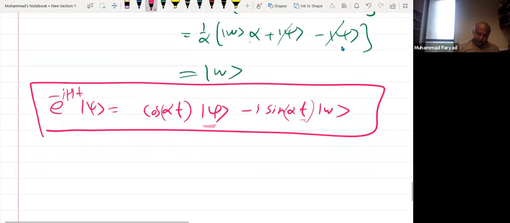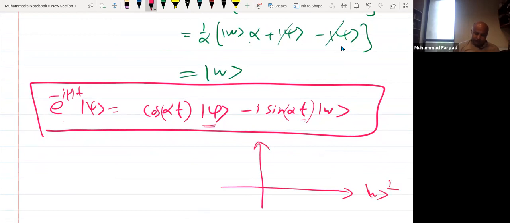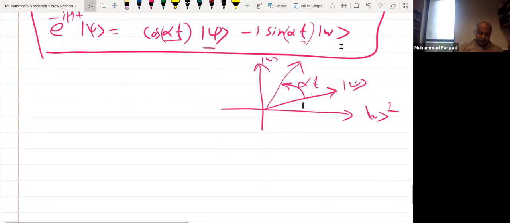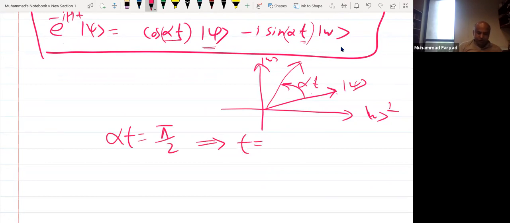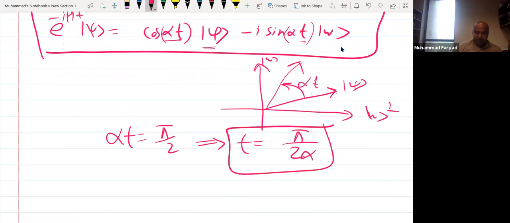So if I draw it in this plane, so this was psi. After time t, this psi has been rotated by this angle alpha t, because this makes angle alpha t with psi, and there's no component along omega as well. And we can see easily, if we set alpha t equal to pi by 2, which means that if I evolve this system or simulate this system for time t equal to pi over 2 alpha, this exponential minus iota ht psi will actually be just minus iota omega.